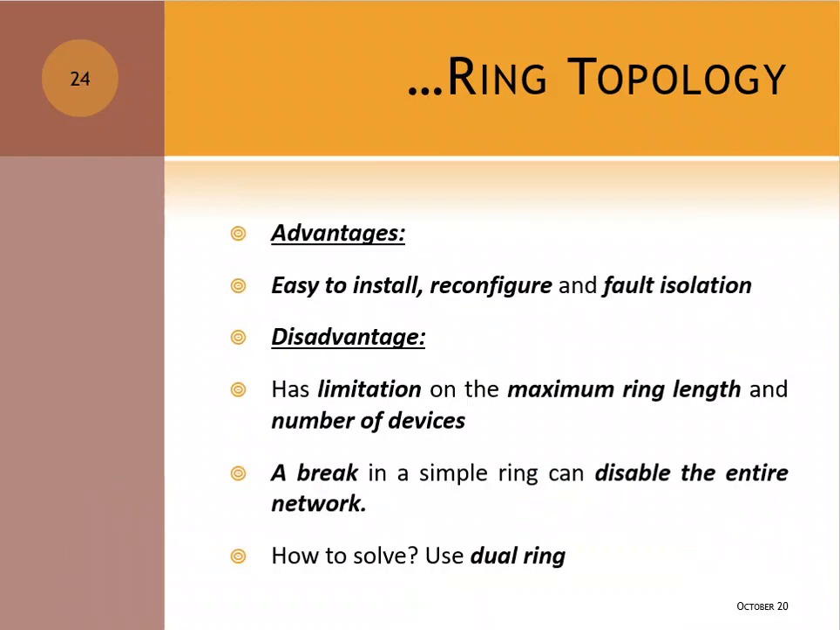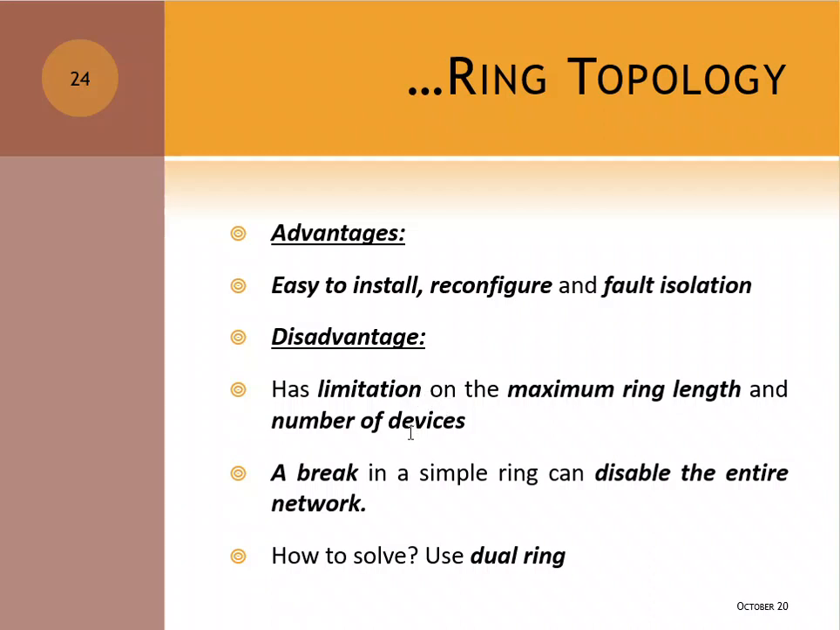For ring topology, the advantages: easy to install, reconfigure and fault isolation. Easy to install because we need only to connect a device with the device on the left and on the right. If anything happens, like a cable break, we just check the cable on the right and on the left of the device. The disadvantage is the limitation on the maximum ring length and number of devices.